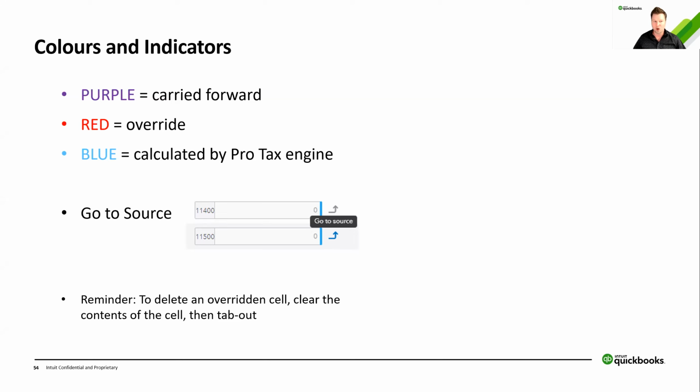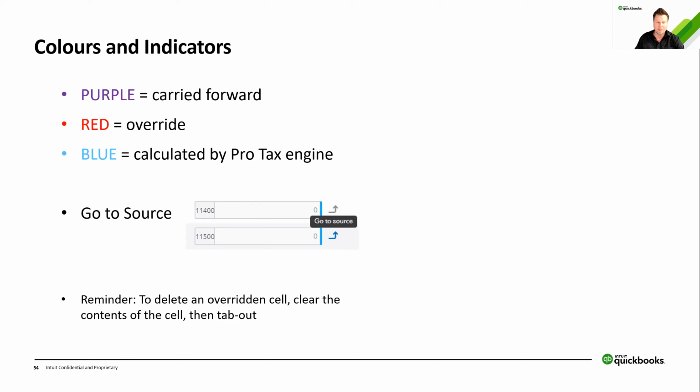If you have a purple cell, that is an amount that's been carried forward from a previous tax return. So it's really important that that information is carried forward and can be accessed in the ProTax environment very easily. And that cell is designated purple. Red means that it's a cell that's been overridden. So it is like a calculated cell that you have manually overridden.